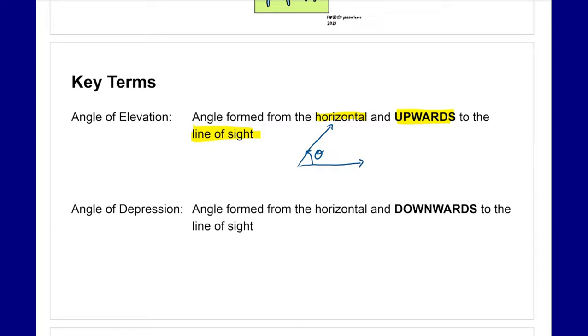That would be considered the angle of elevation, and our angle would be here. The angle of depression would be forming from the horizontal and going downwards to the line of sight. So you're looking down from the horizontal. We're going down from our horizontal to our line of sight. This angle here would be considered the angle of depression. Those are just some key terms we want to think of as we go into these scenarios.